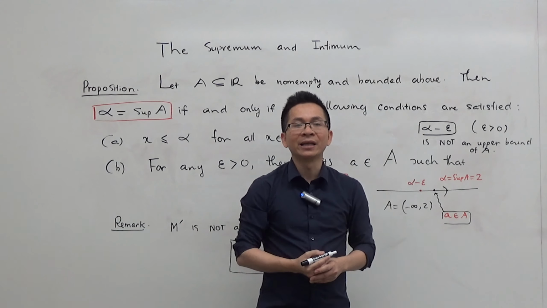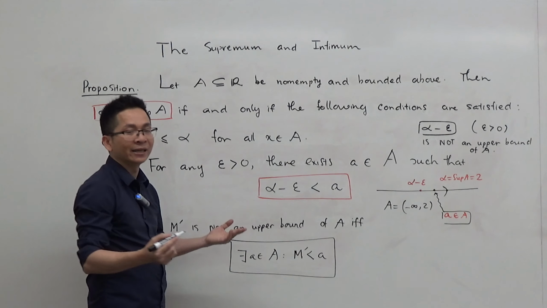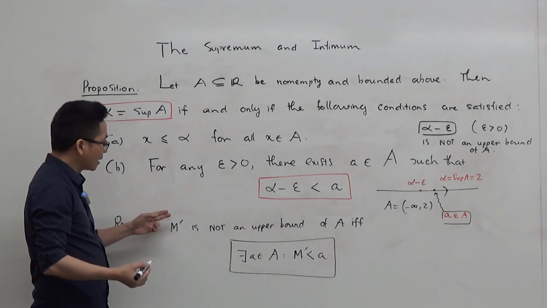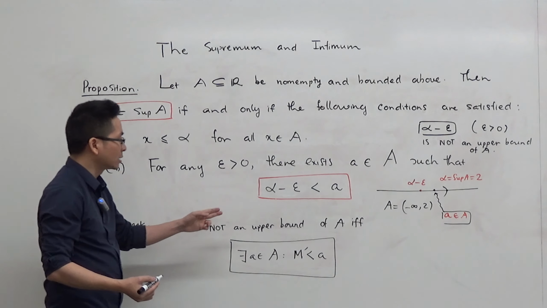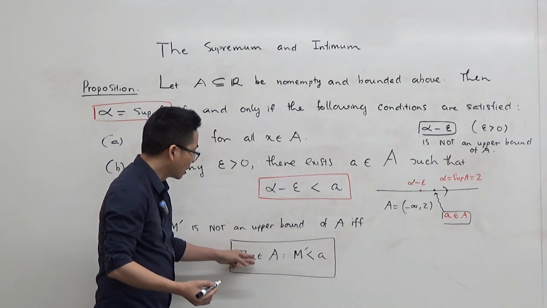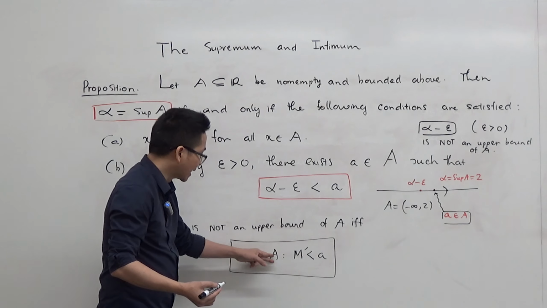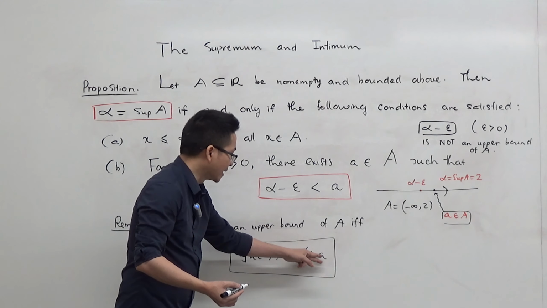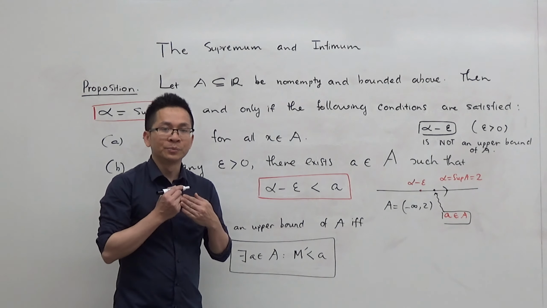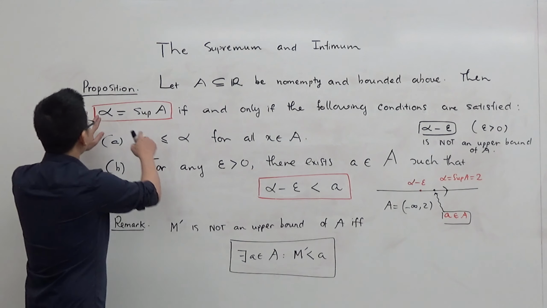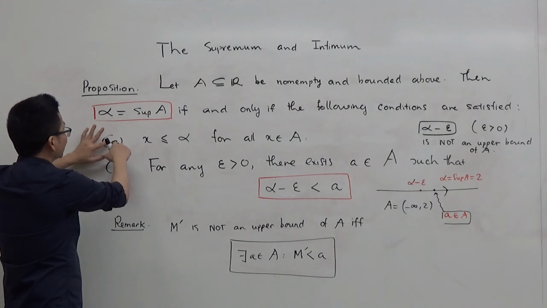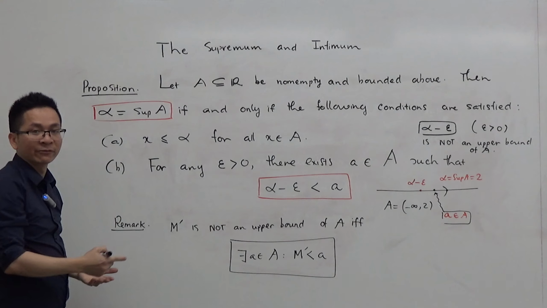The proof is based on the remark that I stated earlier. So I'm going to recall it right now. A real number m prime is not an upper bound of A if and only if there exists some real number a in A such that a is strictly greater than m prime. So to prove this statement, first of all, we suppose that alpha is the supremum of A and then show that both conditions are satisfied.